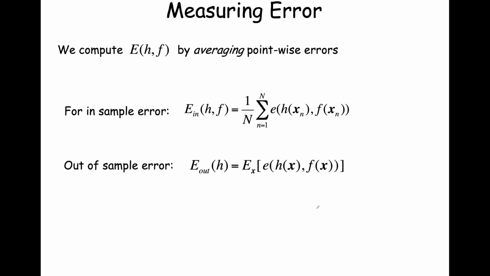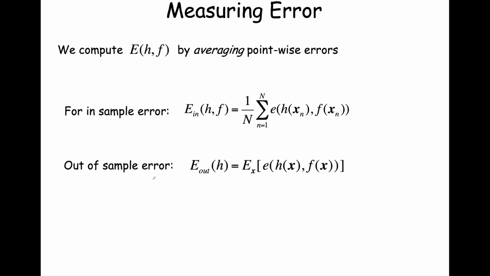So for in-sample error, E_in(h, f) is 1 upon N times the sum, n goes from 1 to big N, the number of in-sample points we have, of our pointwise error, h on x_n with f on x_n.